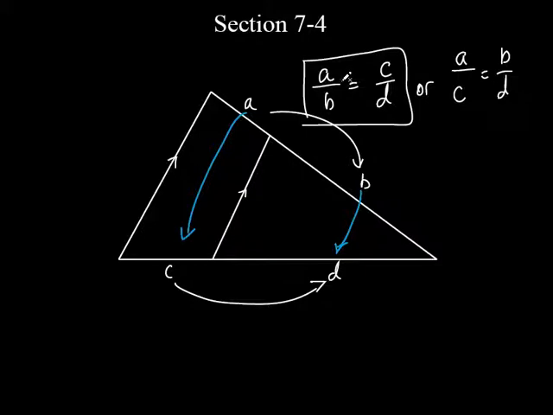Because watch what happens. If you cross multiply, what's this going to be? AD equals BC. Look over here. If I cross multiply here, what am I going to get? I'm going to get AD equals BC, correct? So it's the same exact thing. So you can make those comparisons to each other.